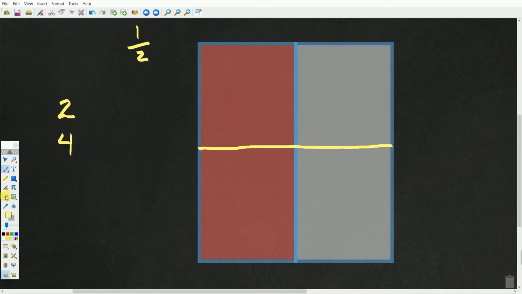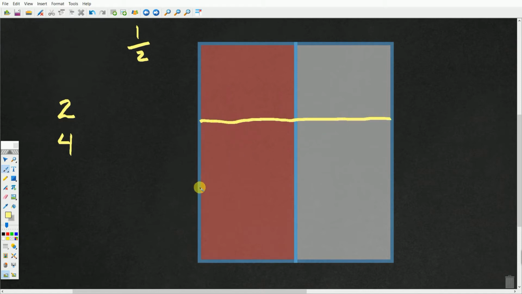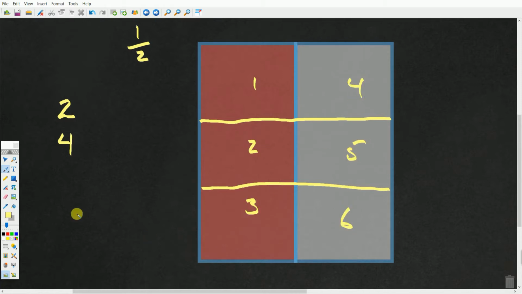If I changed it up and instead of making one cut, I made 2 cuts, what would be happening is I would be taking every piece that I have and splitting it into 3. So I'm actually tripling the amount of pieces that I have, and the next fraction would be 3/6. So my new denominator would be 6. And I'm not changing the value of these fractions. They're all still worth 1/2.